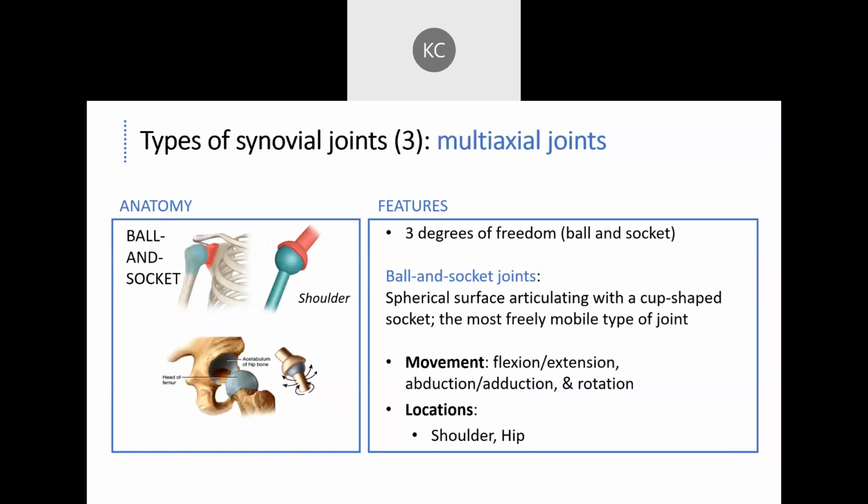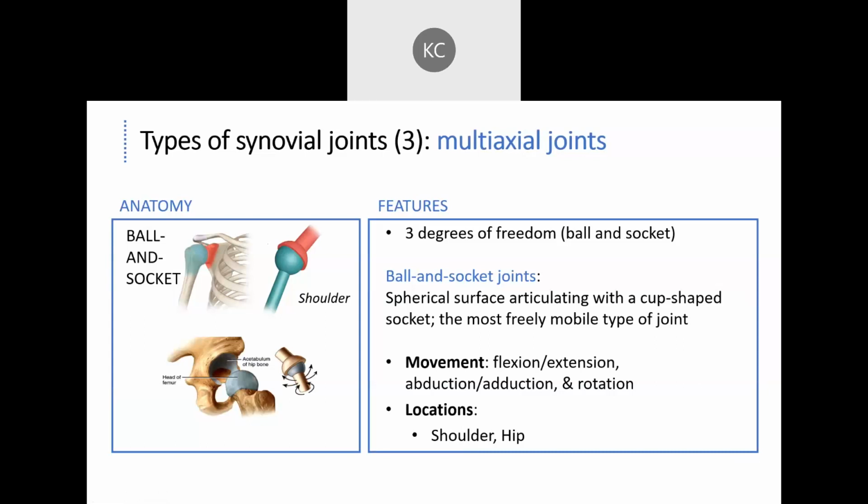And with this, because it's multi-axial, you get 3 degrees of freedom, 3 axes of rotation, right? You get a flexion-extension axis, an abduction-adduction axis, and those 2 let you have circumduction. And then you also get a third, which is rotation. So you can flex and extend your shoulder, abduct and adduct your shoulder, and you can also rotate your shoulder around a longitudinal axis, right? You see this in the shoulder and in the hip as well.